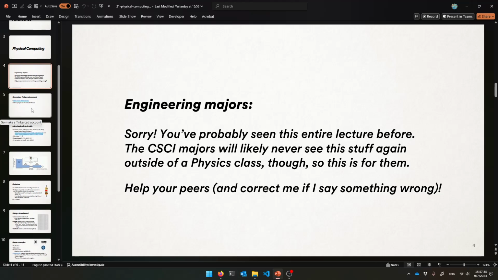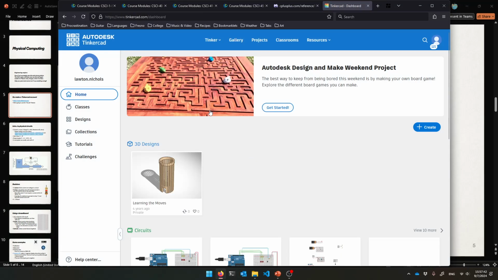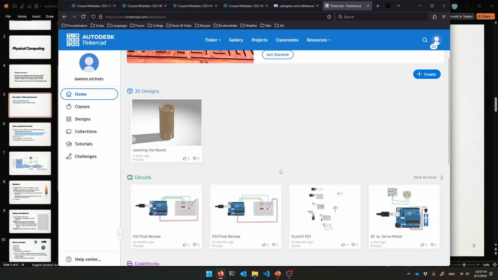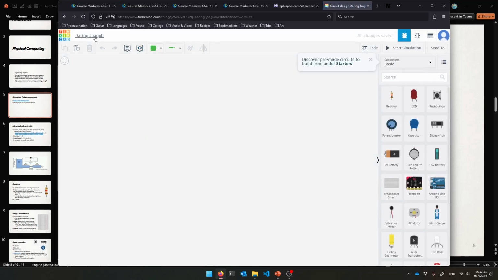So yeah, where we're going to do our virtual physical computing is on a website called Tinkercad, so please go there, make an account. I'm already logged in, I think. And then there's a little circuits feature that you'll make stuff, and you'll click create. I want to create a circuit, please. Or circuits, I guess. You can bring them together. And it gives you some default name, and I'll call mine like Scratch F24 or something.